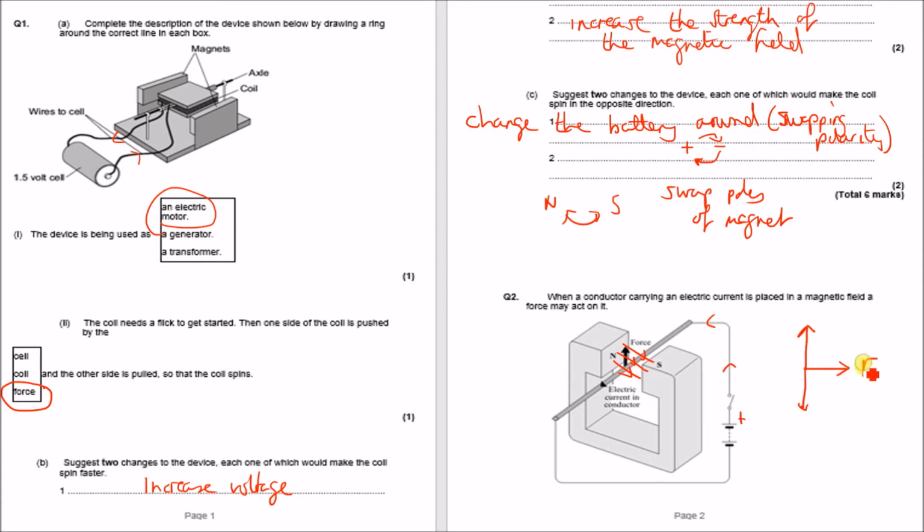So first finger is for field, second finger has got a C in there somewhere for current, and our thumb has got an M in there for the motion. So remember, these are all perpendicular to each other, and that will tell you the direction. This is Fleming's left-hand rule.